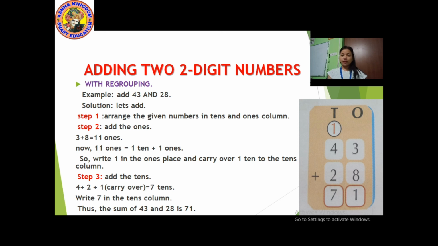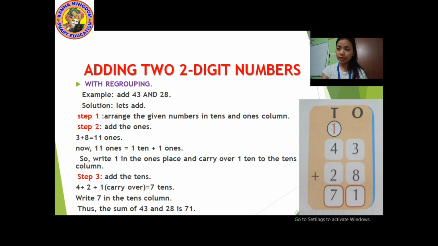So 11 means 1 ten and 1 one. Okay student, 11 means 1 ten and 1 one. So write 1 in the ones column. We should write 1 one in the ones column and carry over 1 ten to the tens column. Okay student, now step 3. See, in the second step we add the ones.